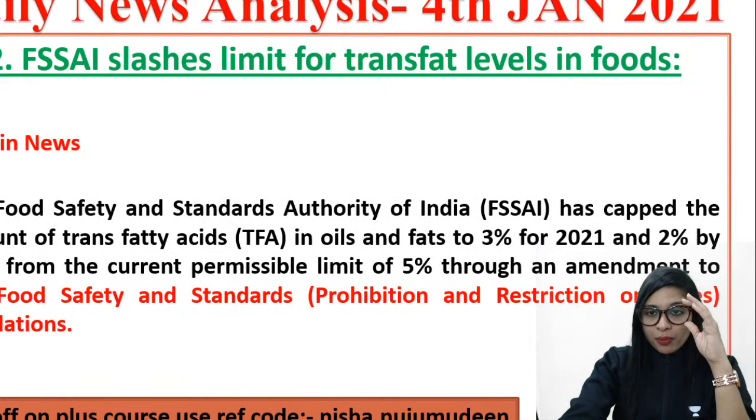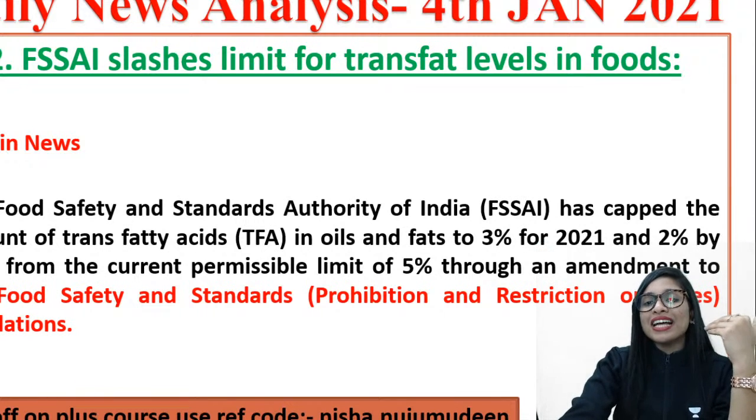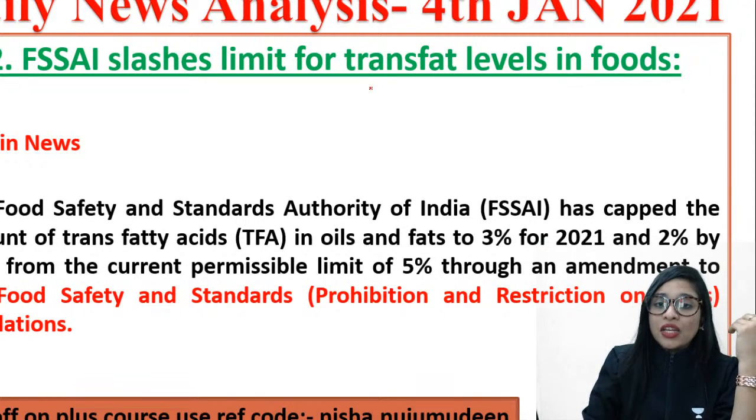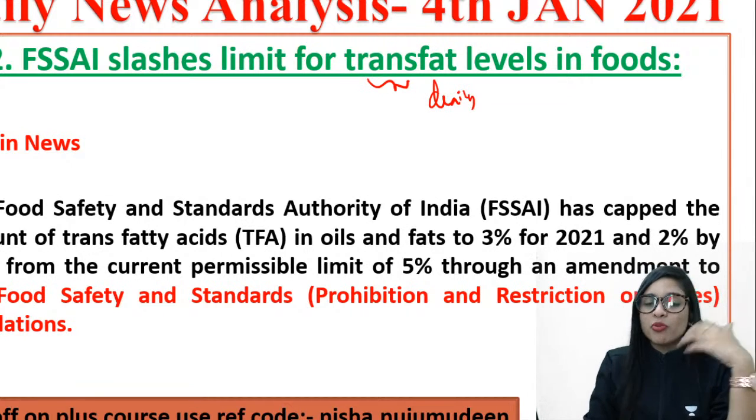Now, the next important topic of discussion is based on FSSAI. What is that? The Food Safety and Standards Authority of India. They slashed the limit for trans fat levels in food. Now, this is highly related to our day-to-day life. All of us will think about diet. All of us will think about so many perspectives.